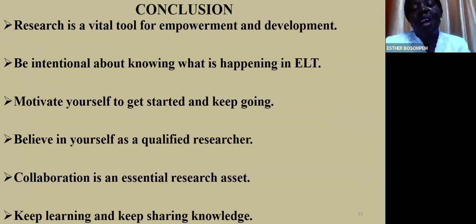So I'm glad we've gone through all this, and this is something I want to leave with you. Research is a vital tool for empowerment and development. Let's not see it as a burden. We have to be intentional about knowing what is happening in English language teaching and learning. When you are intentional about it, it will grow your interest. Motivate yourself to get started and keep going. Believe in yourself as a qualified researcher.